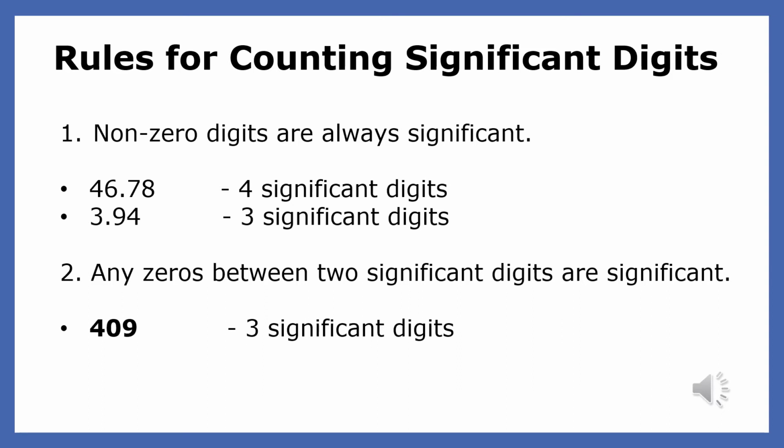Look at 46.78, that has 4 significant digits. 3.94 has 3. They're all non-zero numbers. Rule number 2, any zeros between 2 significant digits are significant. So that 0 between the non-zero 4 and 9, that's significant. So that is 3 significant digits. So a 0 trapped between non-zero numbers is always significant.